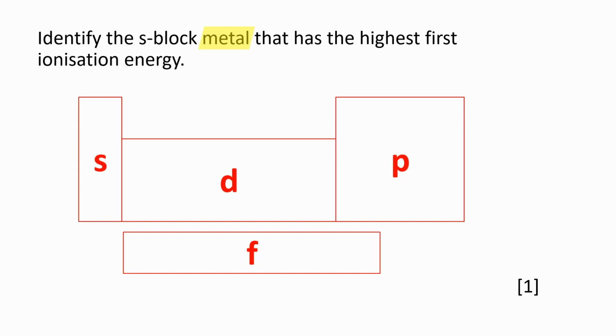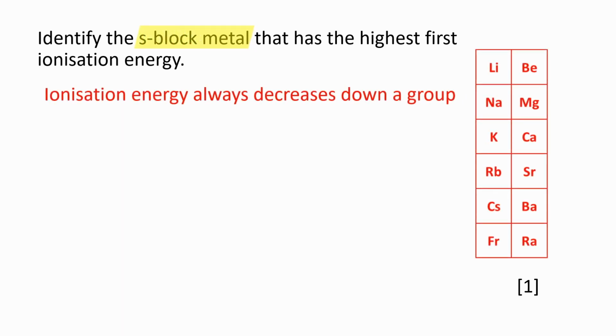I have left out the elements hydrogen and helium. Although the outermost electrons of both hydrogen and helium are in an S subshell, these elements are not metals. The answer to this question must be one of the elements shown. Ionisation energy always decreases down a group.